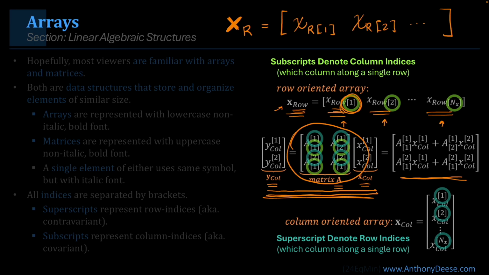And over here we have a column-oriented array, and so we can see subscripts denote column indices, which column along a single row, and the superscript index denotes row indices, which row along a single column. Sorry for that mistake, I'll fix that. So that's really more about the notation that we're using, and I think you'll get used to that as we move forward into more examples.